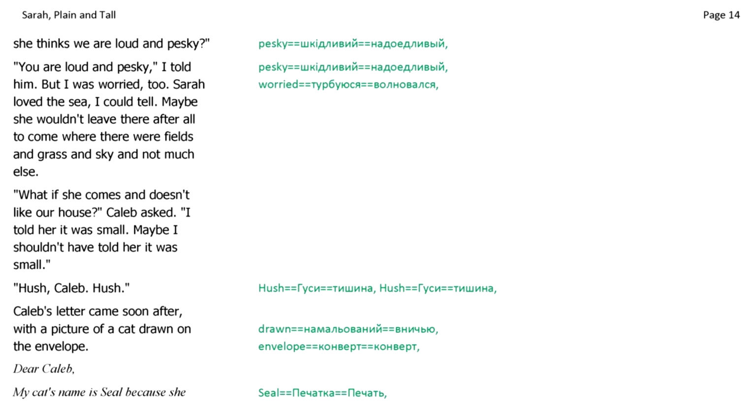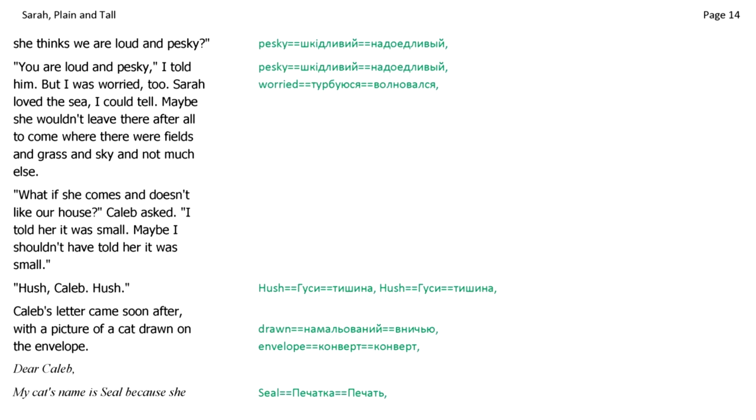Sara loved the sea, I could tell. Maybe she wouldn't leave there after all to come where there were fields and grass and sky and not much else. What if she comes and doesn't like our house? Caleb asked. I told her that it was small. Maybe I should have told her it was small. Hush, Caleb, hush. Caleb's letter came soon after with a picture of a cat drawn on the envelope.